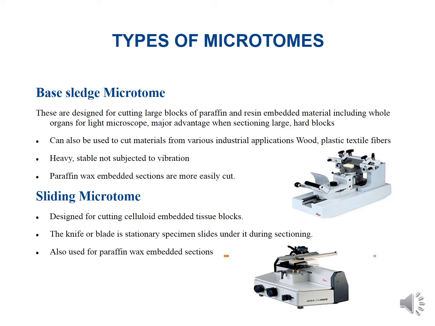Next is the sliding microtome, designed for cutting celluloid embedded tissue blocks. The knife or blade is stationary and the specimen slides under it for sectioning. It is also used for paraffin wax embedded sections.